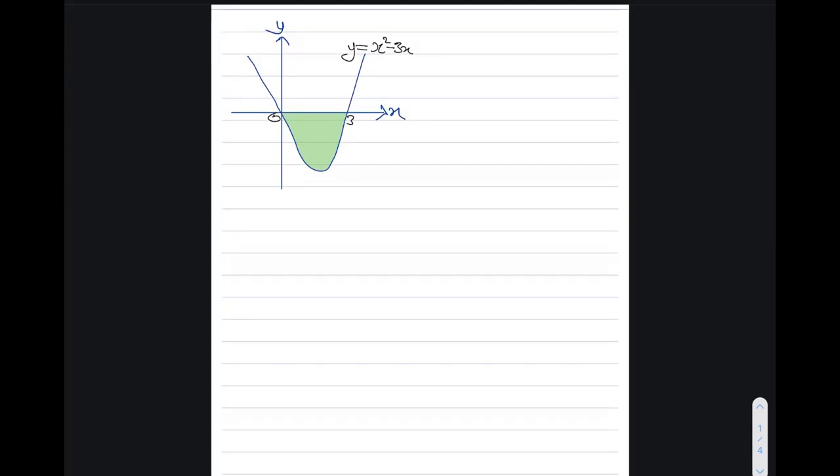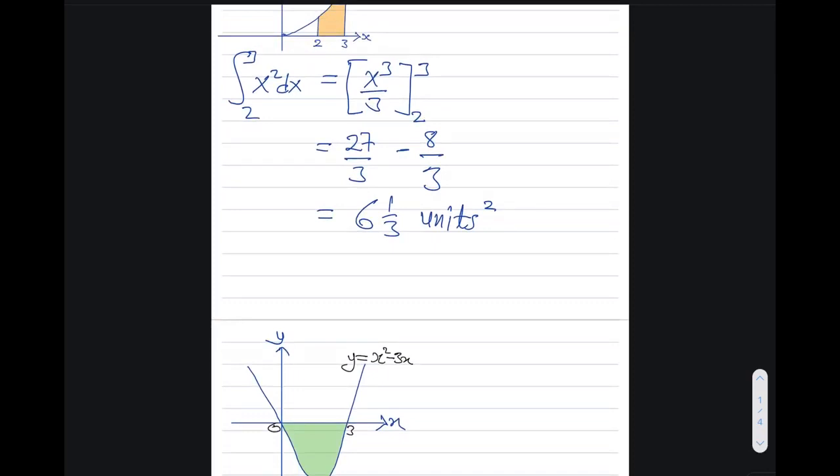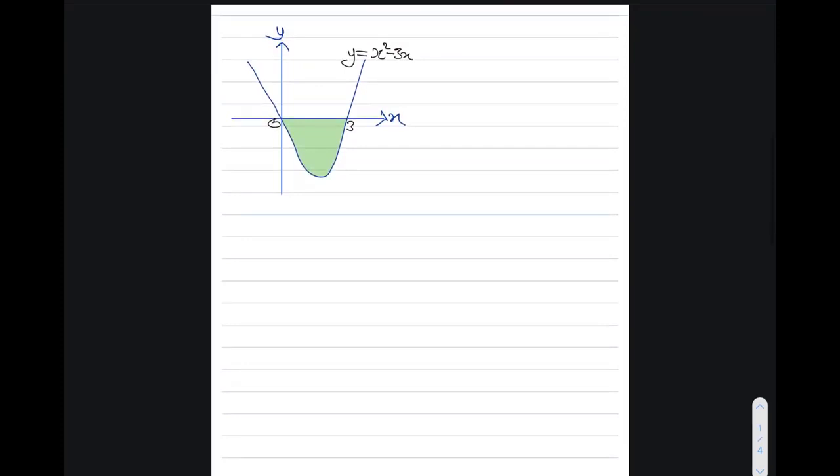Now I want you to be mindful of something. The area in this region, we got a positive number. Let's work on this. Once the area that we are going to look for is below the x-axis, expect your answer to be negative. But when you are writing the final area, you write a positive value, because areas cannot be negative. If it is negative, then it means that it is just below the x-axis. If it is positive, it is above the x-axis. So now let's solve it.